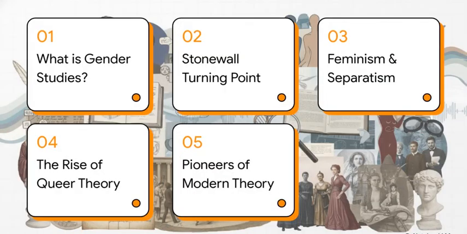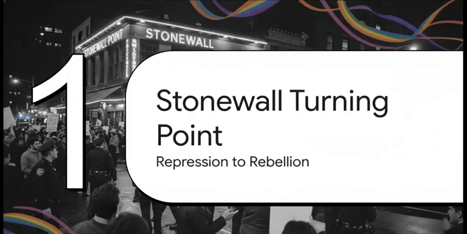Okay, so here's the plan for our explainer. We'll start with what gender studies is. We've kind of touched on that. Then we'll jump to the Stonewall turning point, look at the split between feminism and lesbian separatism, chart the rise of queer theory, and finally meet some of the pioneers of modern theory. Sound good? Let's go.